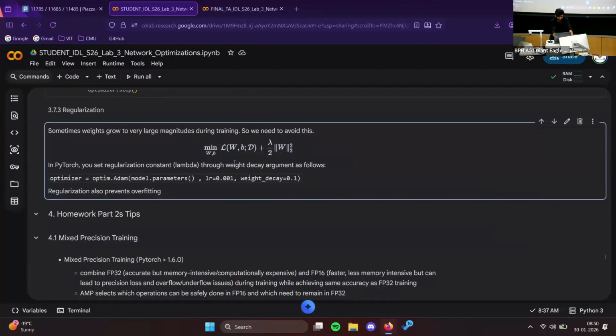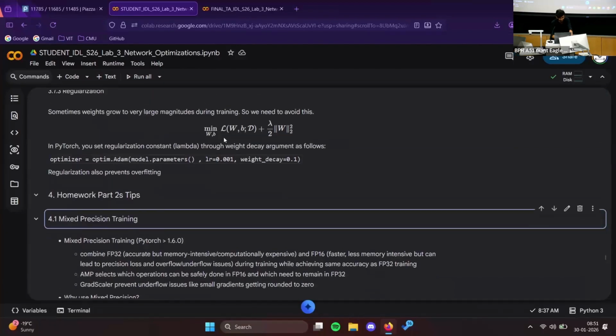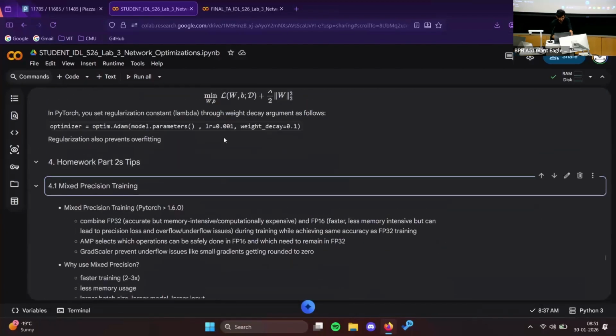And this is usually passed as a parameter which is called weight decay when you are defining the optimizer. So you can define an optimizer called Adam and give the parameters that you want to optimize along with the learning rate, and you want to say that you need to regularize with a constant 0.1. And regularization also prevents overfitting, so it might be a good thing to try.